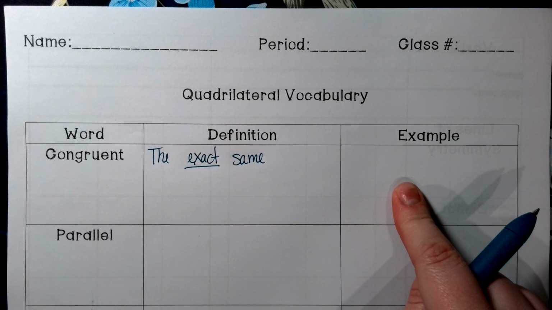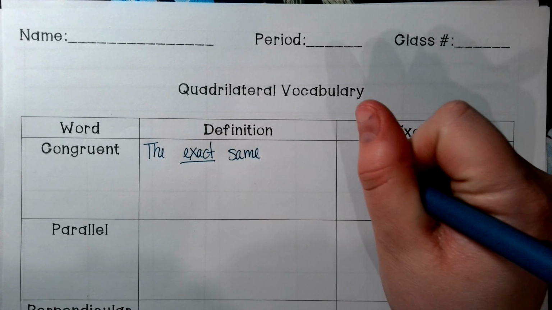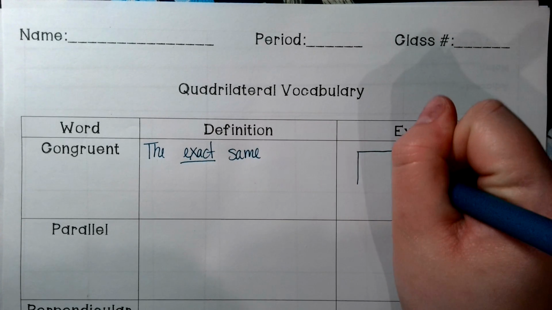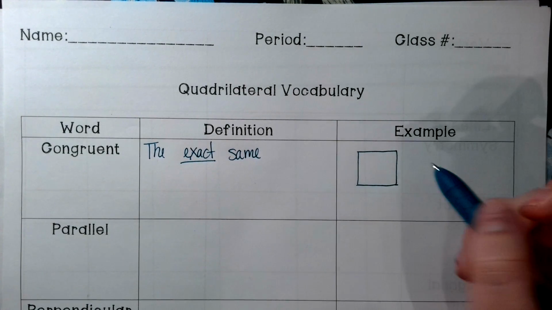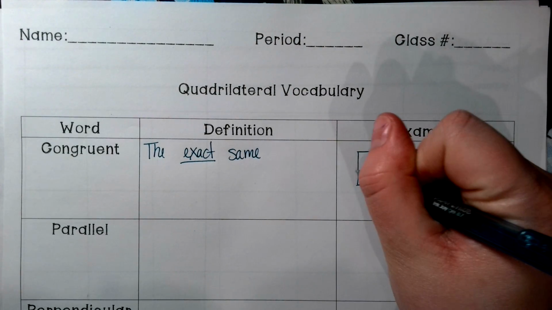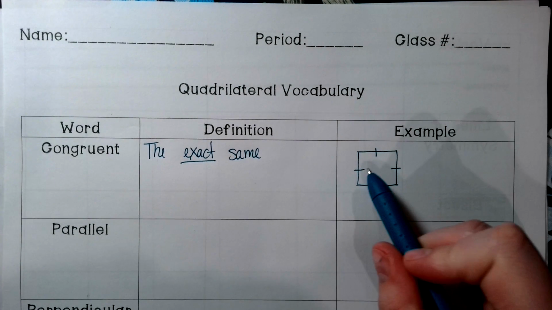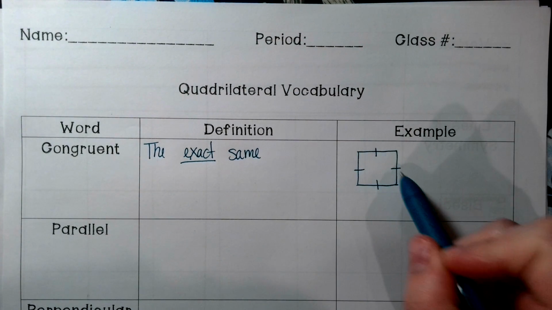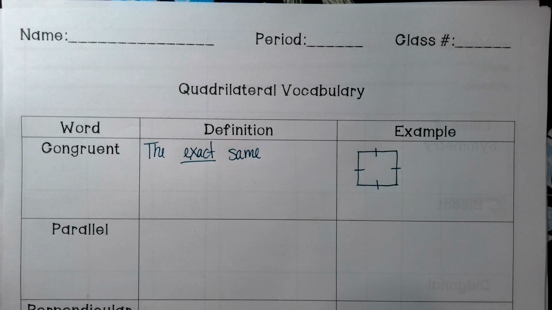So for example, if we think about a square. Square is one of our quadrilaterals. On a square, all of the sides are the exact same. And we see that with those little marks. Those marks mean that every single one of those sides is the exact same.